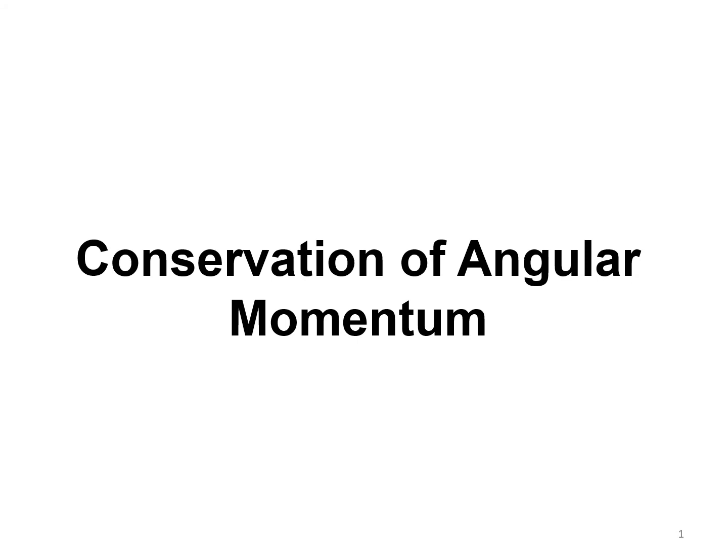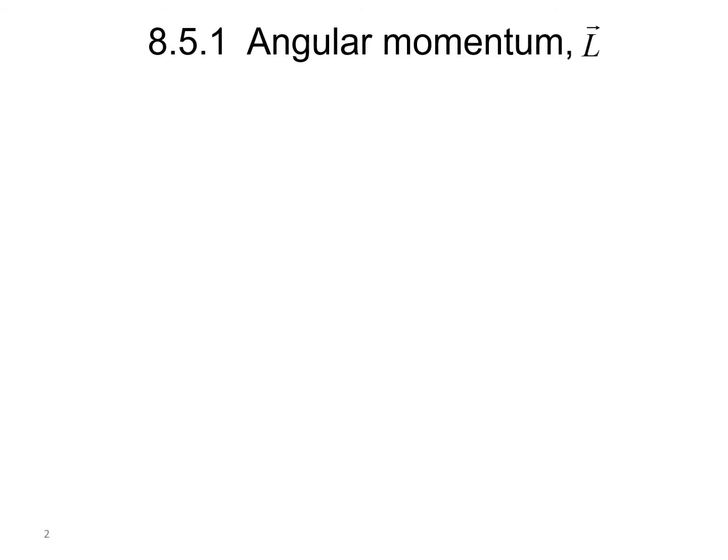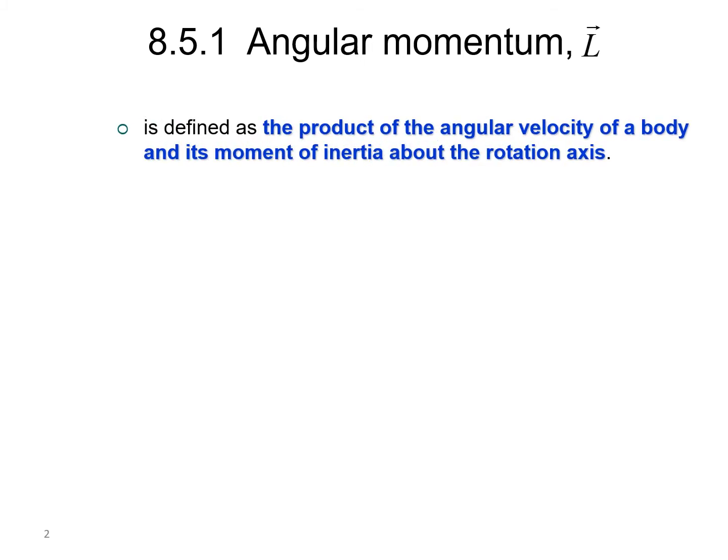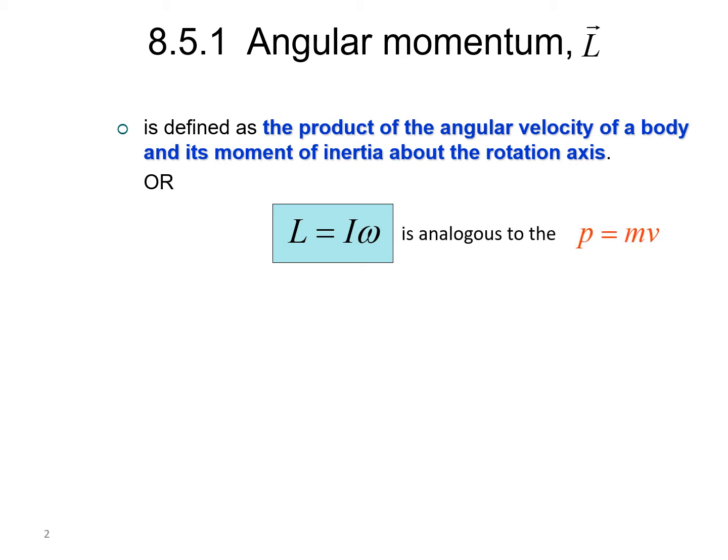Hello there. So for today we will look into another subtopic, which will be conservation of angular momentum. For this subtopic, angular momentum, we use the symbol L. The definition is the product of the angular velocity of a body and its moment of inertia about the rotation axis. So we end up with the equation L equals I omega, which is analogous to p equals mv, where p is represented by L, m is represented by I, and v is represented by omega.